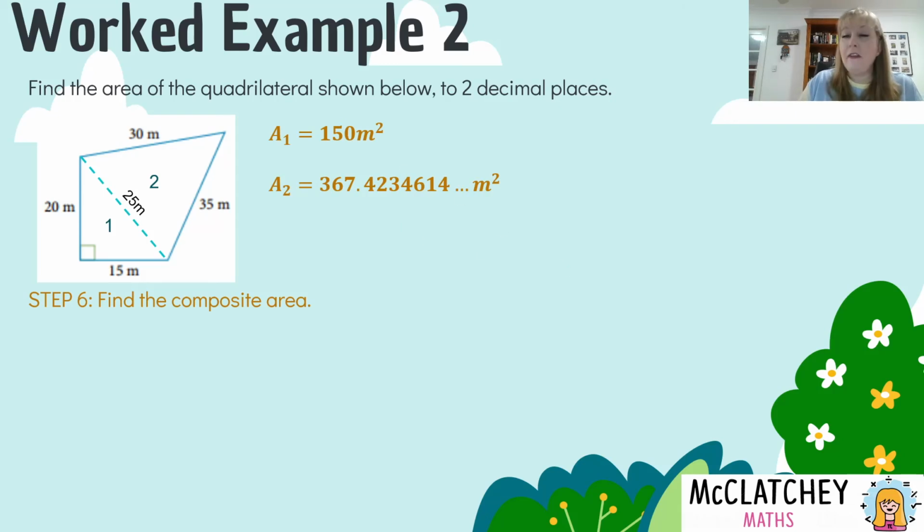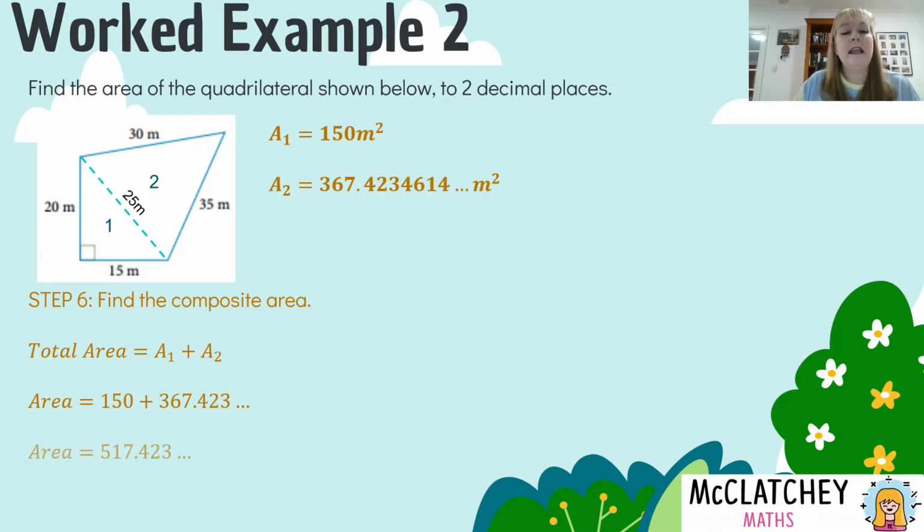And then we're going to find the composite area by adding area 1 and area 2 together. So you'll notice here that I use this ... to indicate that I'm keeping that number on my calculator. I'm not zeroing it out and then retyping it, because that means I'm rounding mid-question, and that means it's less accurate. So now we're going to add those 2 numbers together, and we can round at the very, very end to 2 decimal places. And notice I've also got the units of measurement there, meters squared, because we're finding an area.